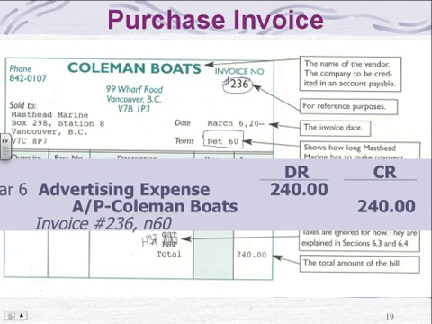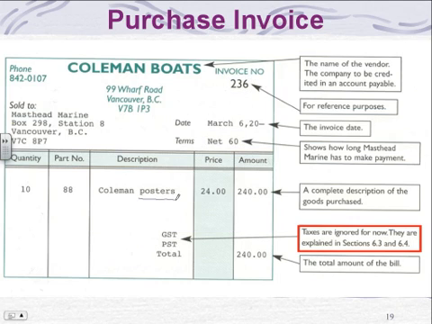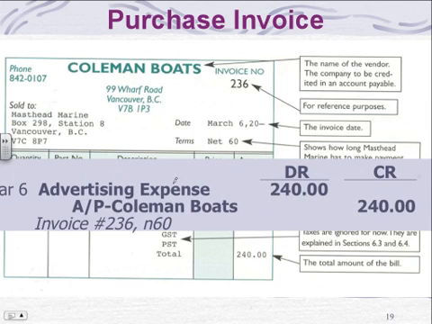Here's the journal entry for this particular purchase. So we bought some posters from Coleman Boats. So we're going to call that an advertising expense. So advertising expense for $240. And we're going to owe the money later. So on account means accounts payable. And again, remember I told you can use this as your explanation. There we go.